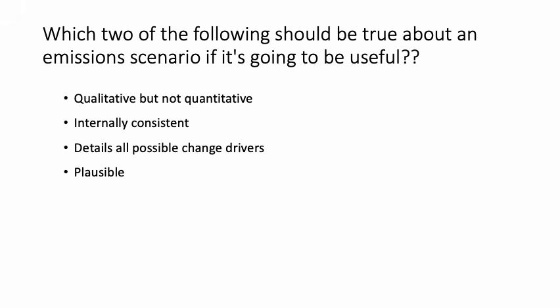plausible. So for instance, you wouldn't have SSP5, where all the countries are burning fossil fuels, with an RCP of 2.6. That just wouldn't work, right? You wouldn't have a conservation scenario with a high fossil fuel burning either.